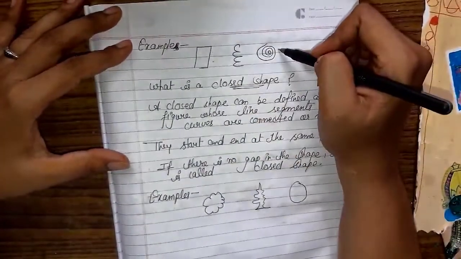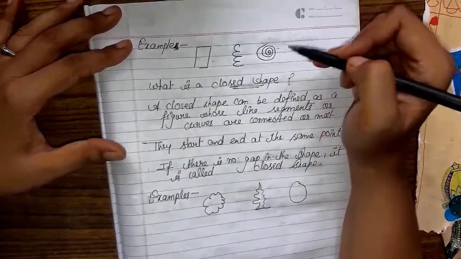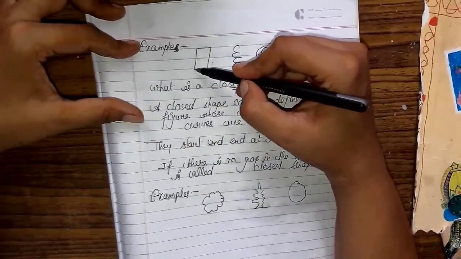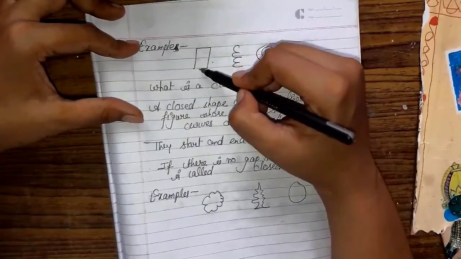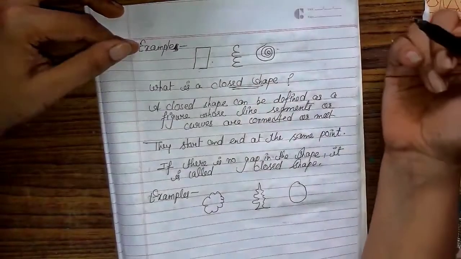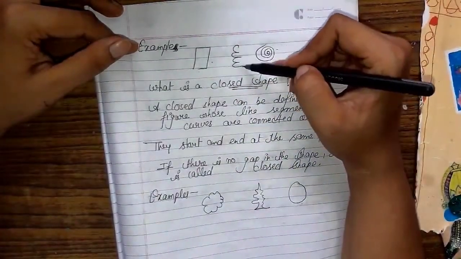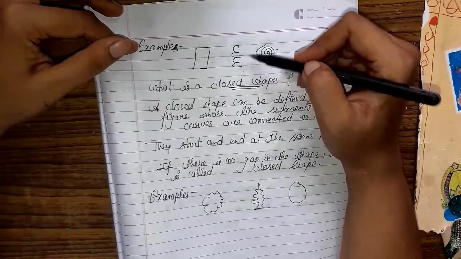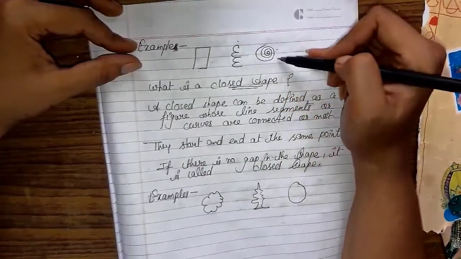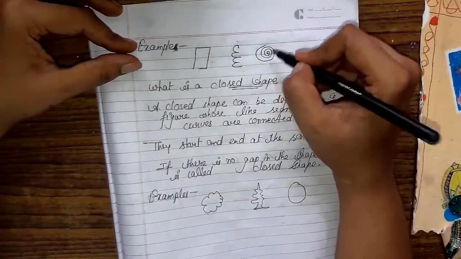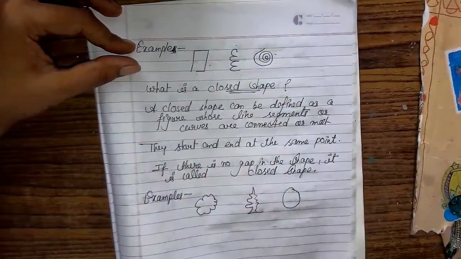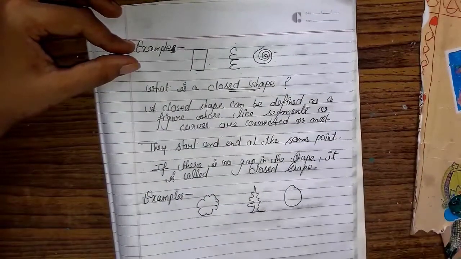Now here are some examples of open shape. See the figures, you can easily see that these are open shapes. You can see this figure starts at this point and ends at this point, and there is a gap, so this is an open shape. And here the end point and starting point are not the same, so this is an example of open shape. And here, this is the starting point and this is the end point, which are not the same, so that's why this shape is an open shape.